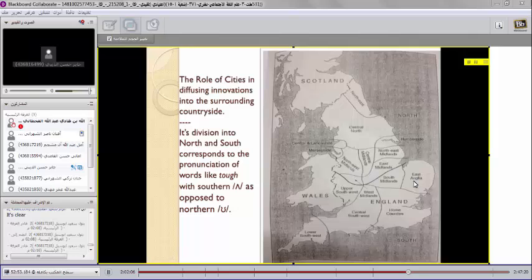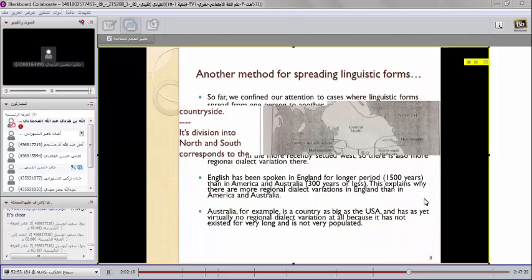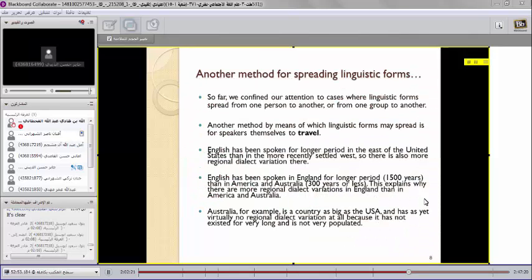Based on the retention in the southwest of non-vocalic R in words like yard. So this works at both sides, this map. Another method for spreading linguistic forms.